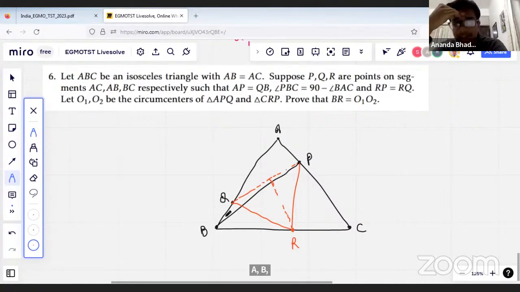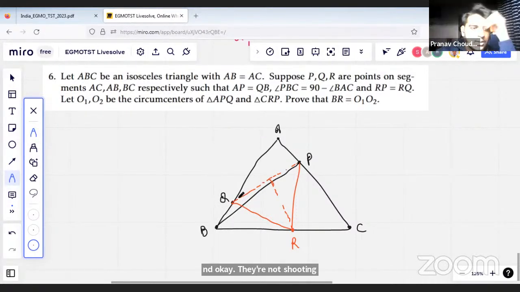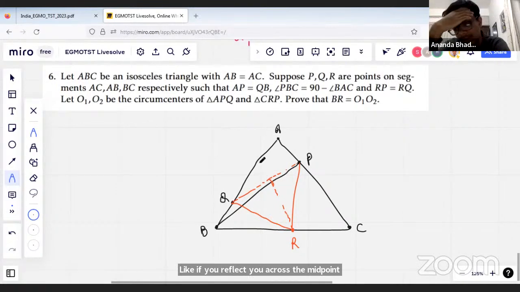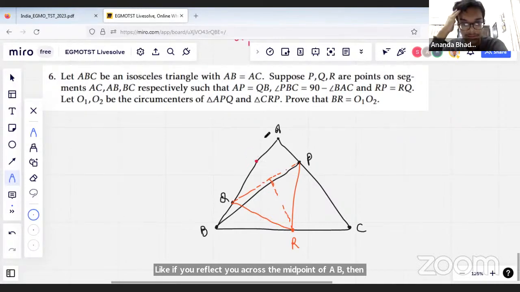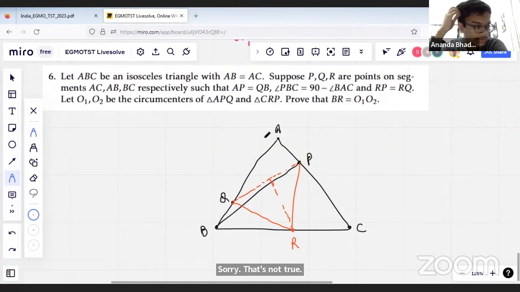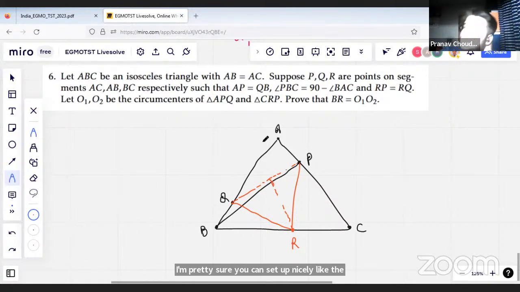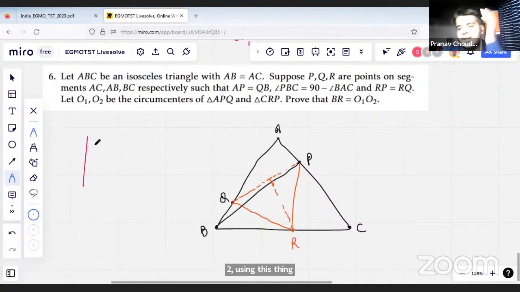No, sorry, what was I saying? Okay, they're not actually. So let's just label them. If you reflect Q across the midpoint of AB, then sorry, that's not true. Yeah, it was. How do you even involve this length? I'm pretty sure you can set up barycentric coordinates nicely for PQR, and then you can probably calculate this O1 and O2 using this. Wait, what is the circumcenter in barycentric coordinates for a general triangle?